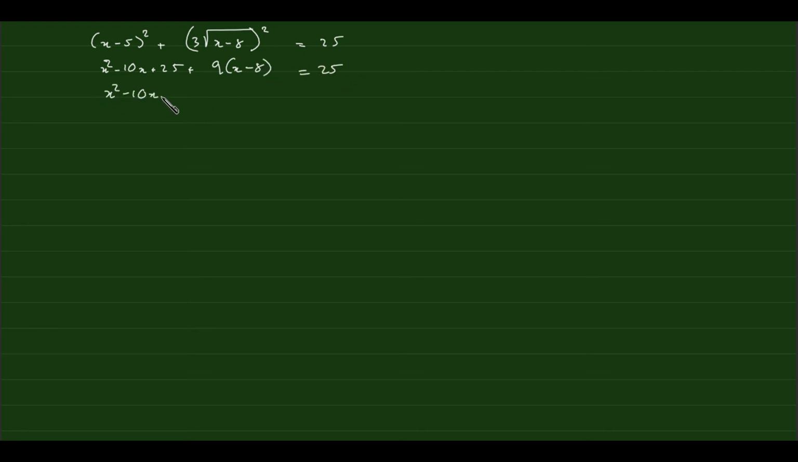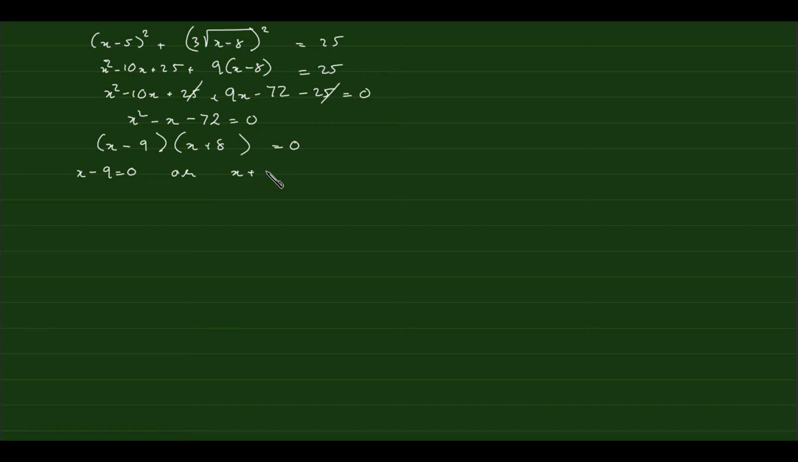And you keep expanding out, distributing, which gives you 9x minus 72 minus 25 equal to 0. So you have x squared minus 19x plus 25 minus 25 minus 72 equal to 0... And this one you can factor because 9 times 8 is 72. So you have x minus 9 times x plus 8 equals 0. Then you got x equal 9 and x equal negative 8.